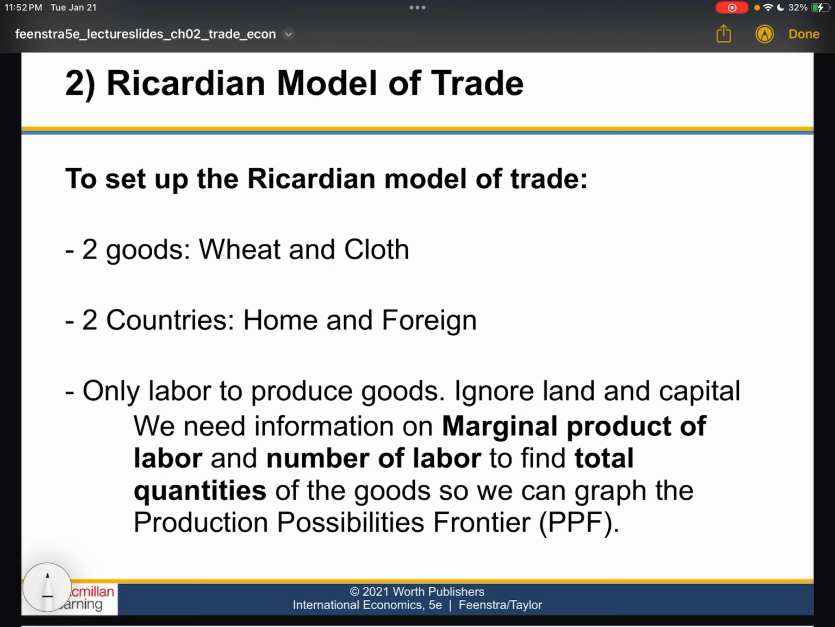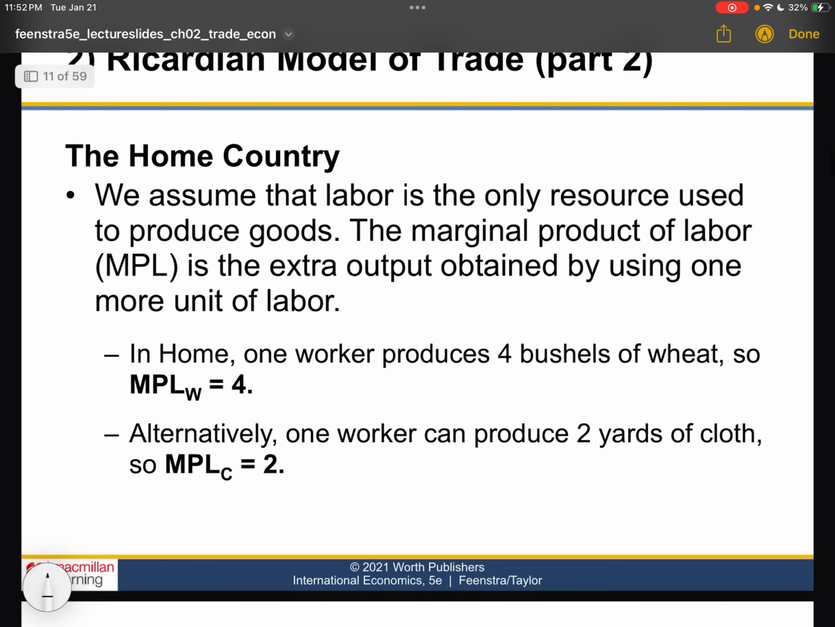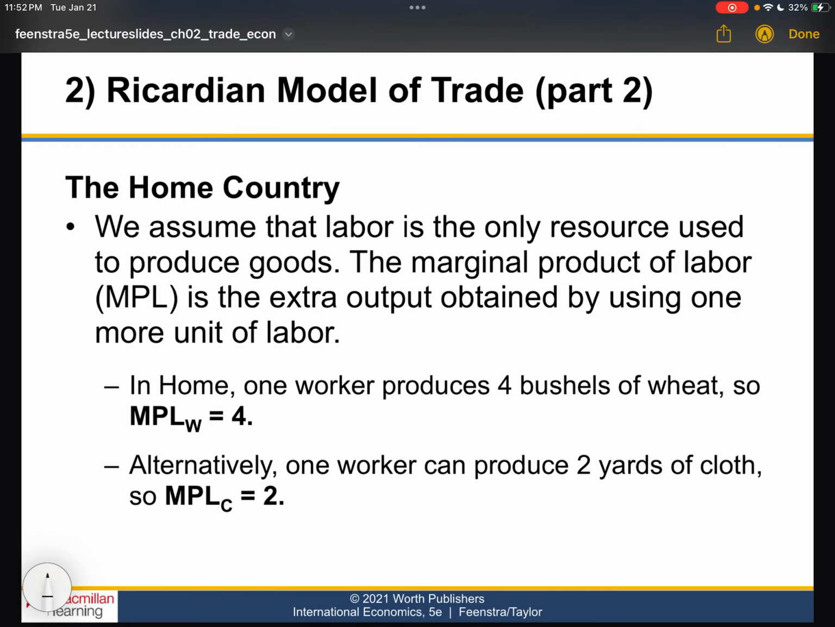Now, we will assume that out of all the factors of production or the resources that each country has available to them, we are going to only assume labor to produce goods. We will ignore land and we will ignore capital. Labor is the only resource that is being used to produce goods. So how many items of the good can labor produce? Here we use the marginal product of labor to see that. We see that the extra output that is obtained from 1 more unit of labor is 4, is the same.